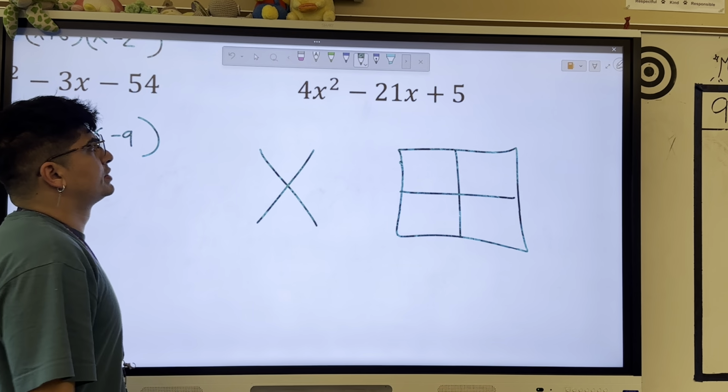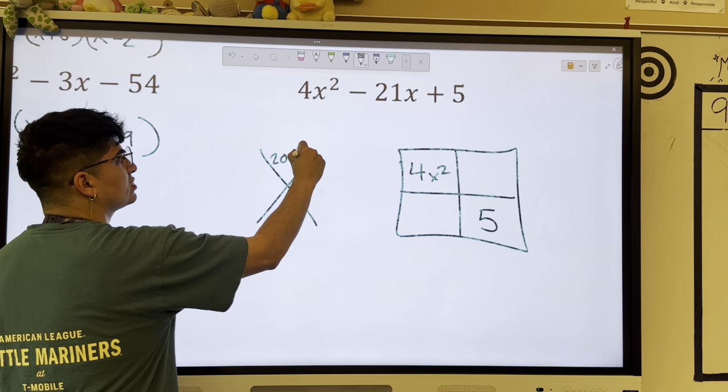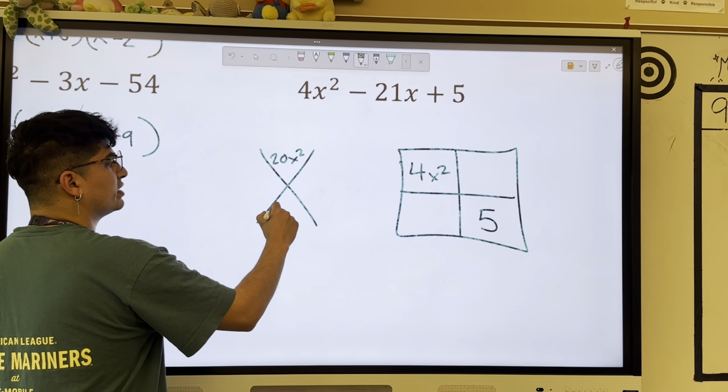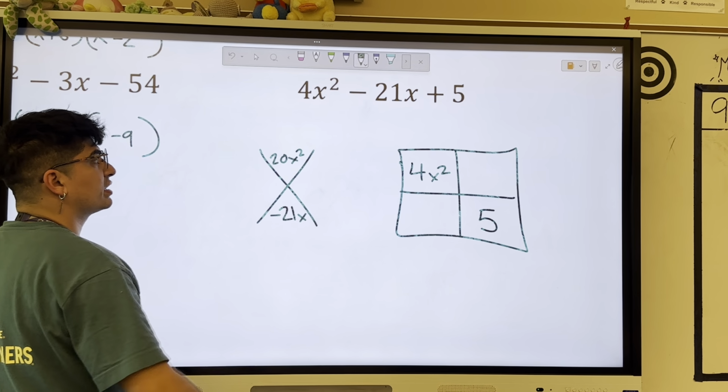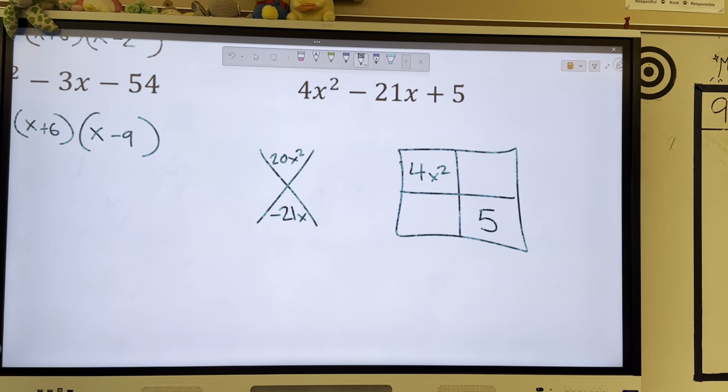Let's see, what can I fill out? I know that the 4x squared, I know that the 5 goes right here. These are going to make 20x squared. This is going to make negative 21x. Oh man, here we go. Okay, wait a minute, hold on. They need to multiply to make 20 and add up to make negative 21.